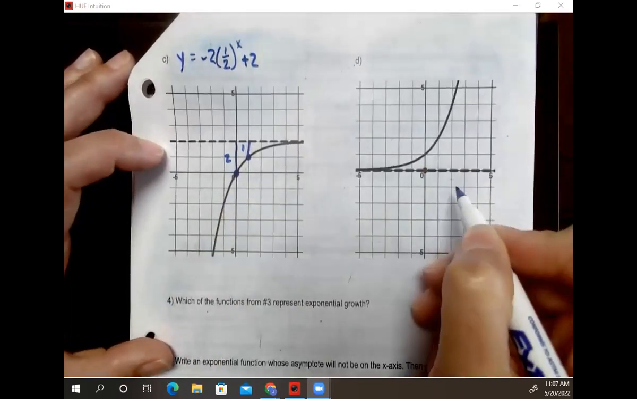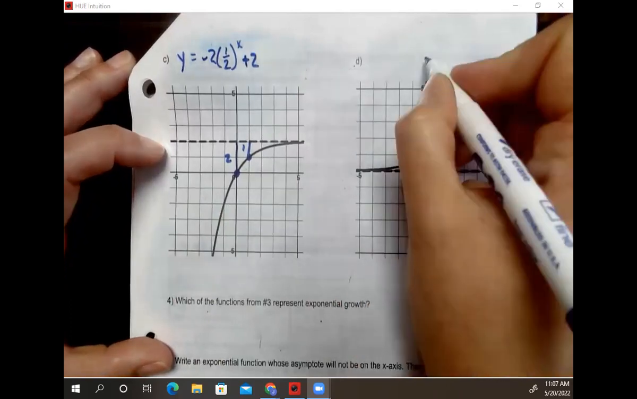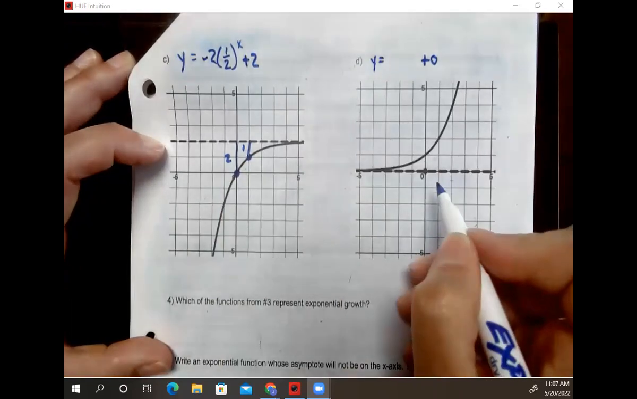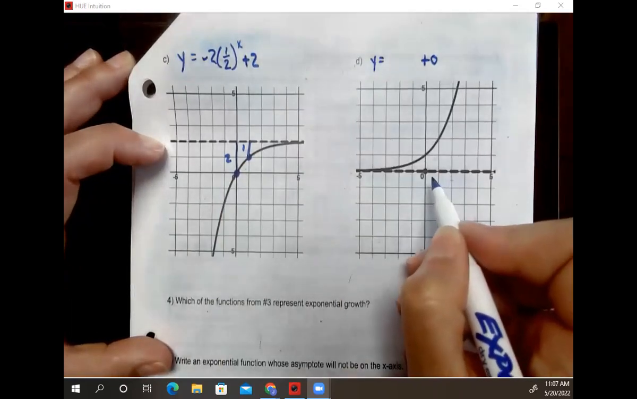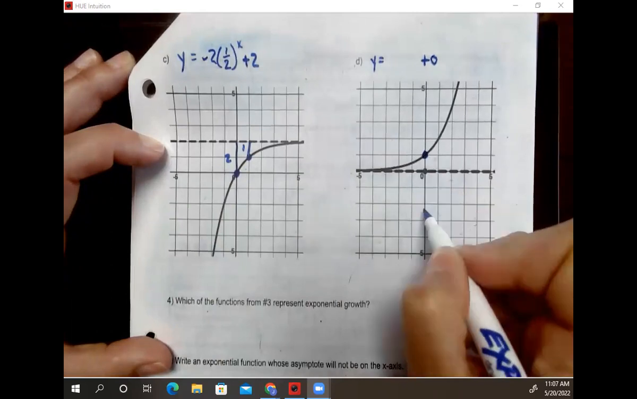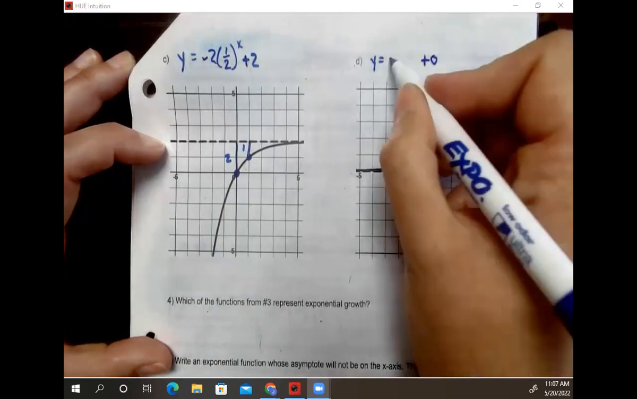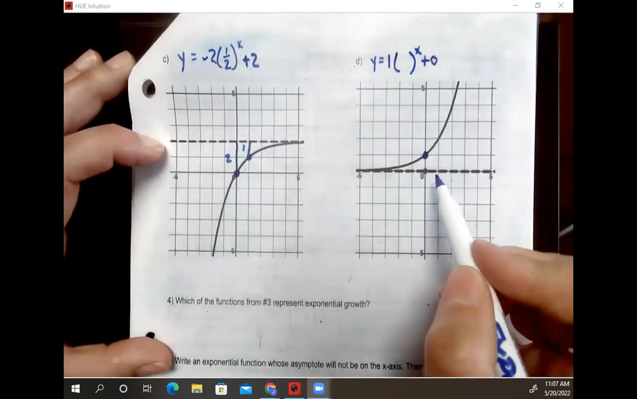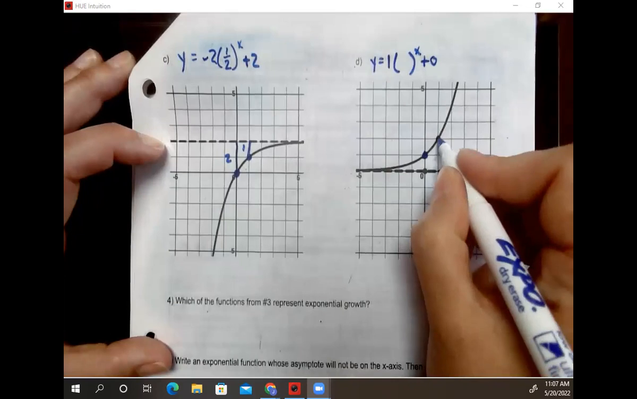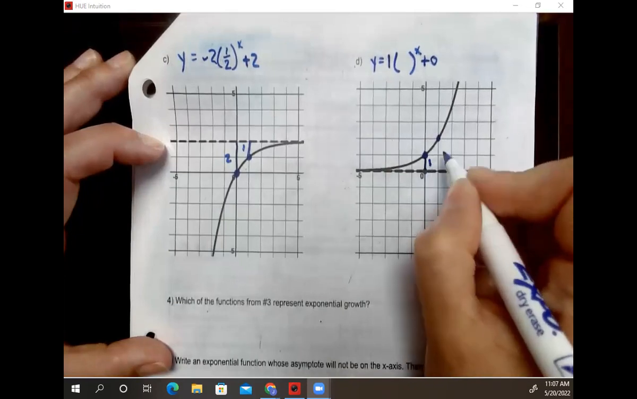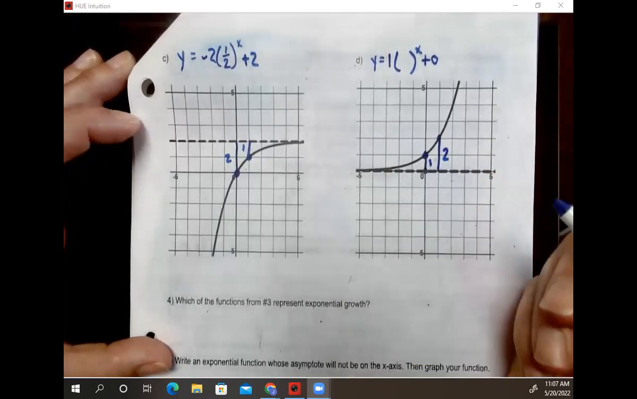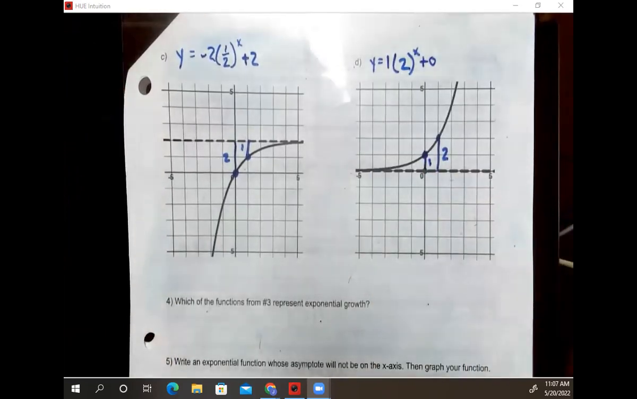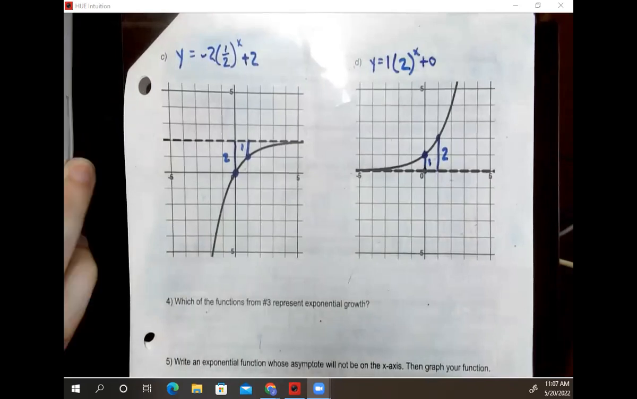And then how about D? Where's our asymptote? At 0. You actually don't have to write the plus 0 at the end if you don't want to. How about our first point? 1, we're always on the y-axis for that first point, 1 unit above our asymptote. The 1 you also don't have to write if you don't want to, as we saw in one of our earlier examples. And then how about our base for the exponent? As I move forward a spot, we go from a distance of 1 to a distance of 2. So it's 2, good.